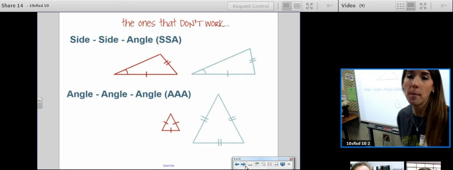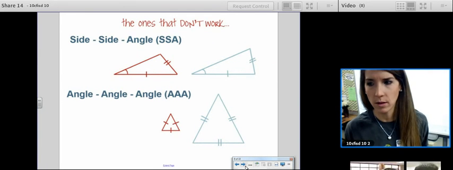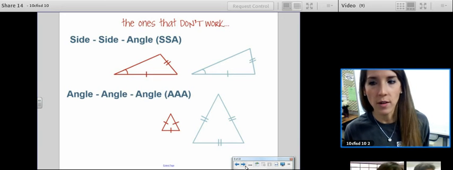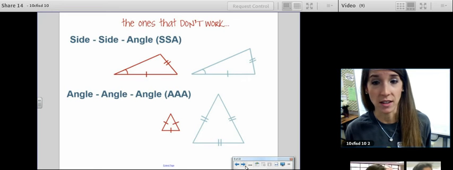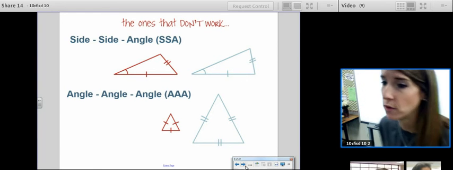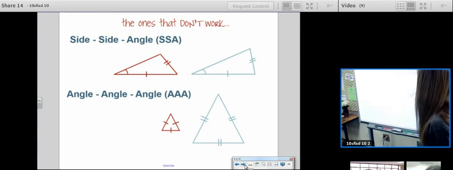Okay, this is just a reminder. I showed you this on Friday. Remember, we saw this on Friday. These are the ones that do not work. You never ever write side-side-angle as an answer, and you never write AAA as an answer, because we know that those do not prove 2 triangles guilty of being congruent.